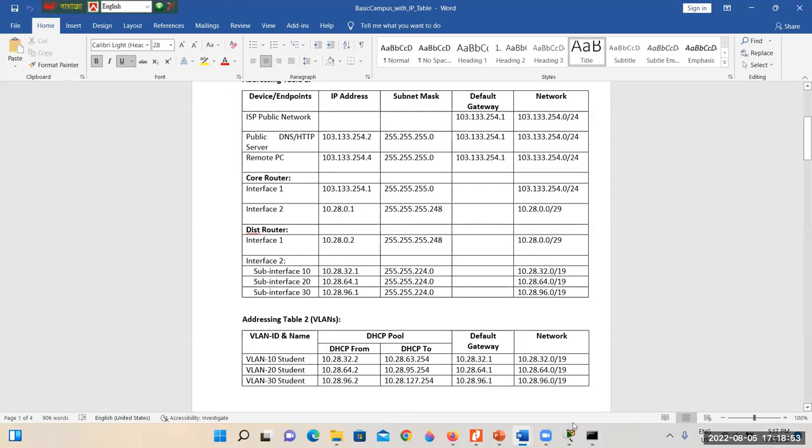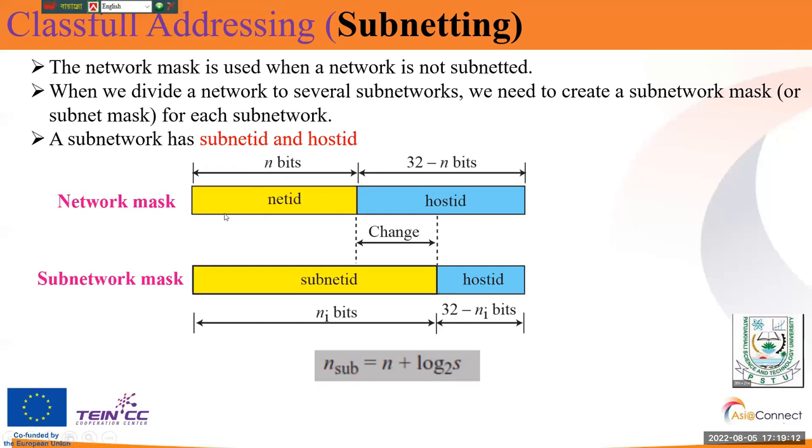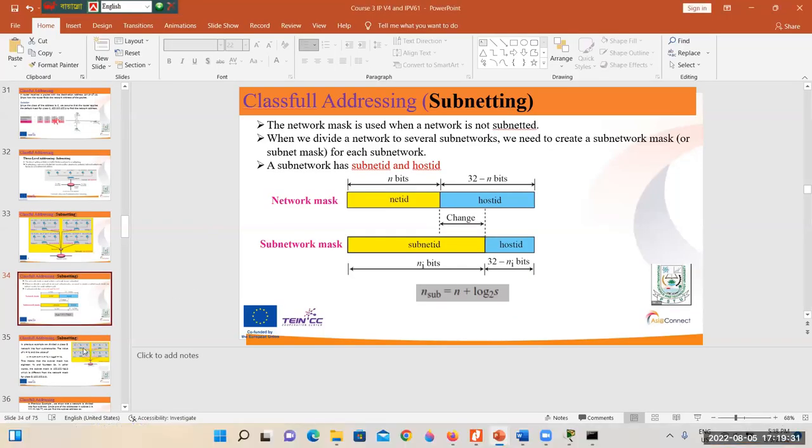In that case, you need to understand that a subnetwork has two types of ID, subnet ID and host ID. Initially our network had the net ID and host ID, where the n bits should be the net ID. For class A, class B, class C, we already know the n should be 8, 16, and 24.